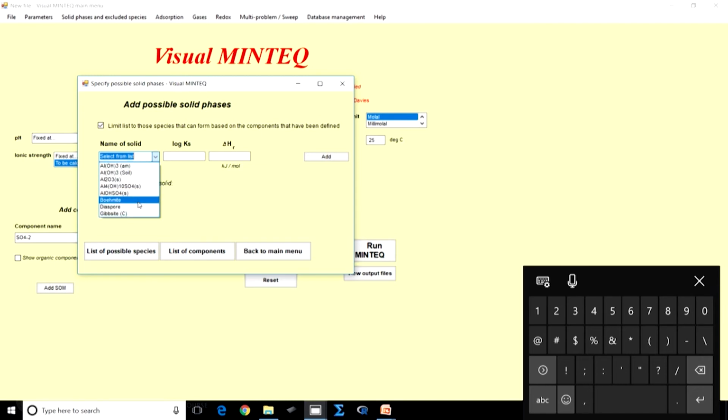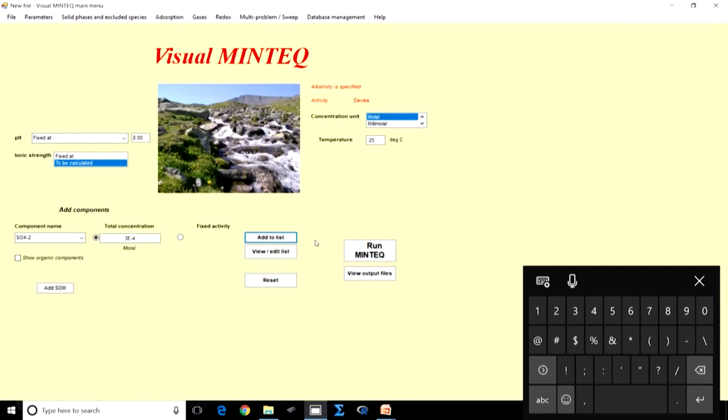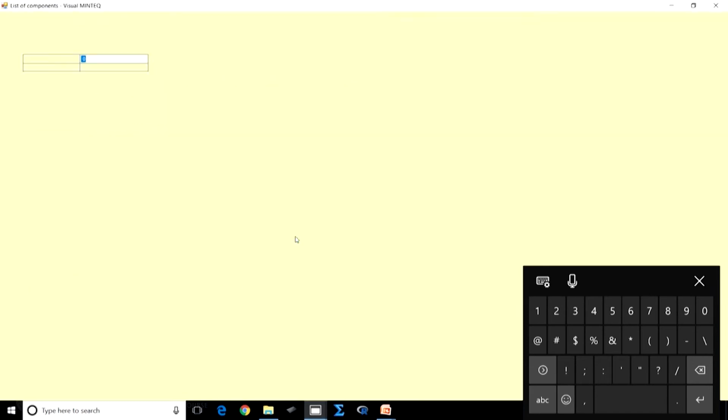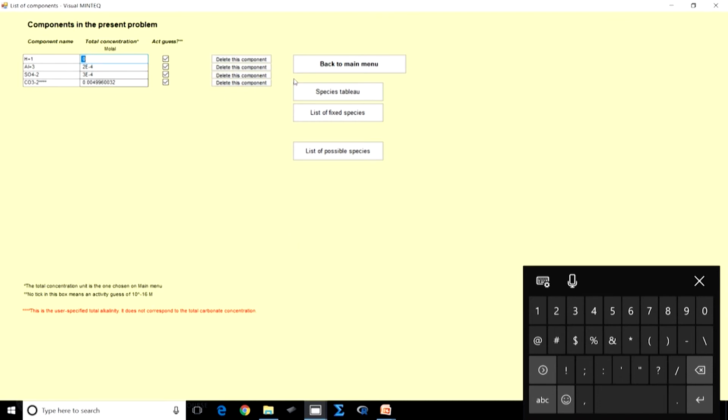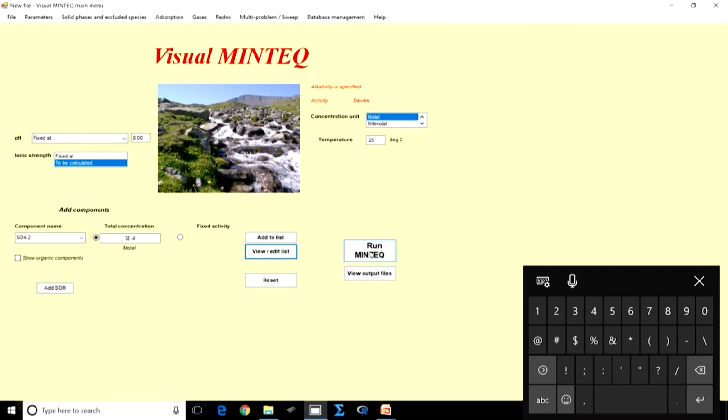So obviously we have different kinds of solids that can be formed, but we are going to choose the solid that's going to be formed initially, which is the most soluble form, which is the amorphous form, right? So I'm going to choose that and add that, and back to main menu. So let's view or edit the list to be on the safer side. Okay, this is from your alkalinity addition more or less, right? And I'm going to go back to the main menu and run WMINTEQ.